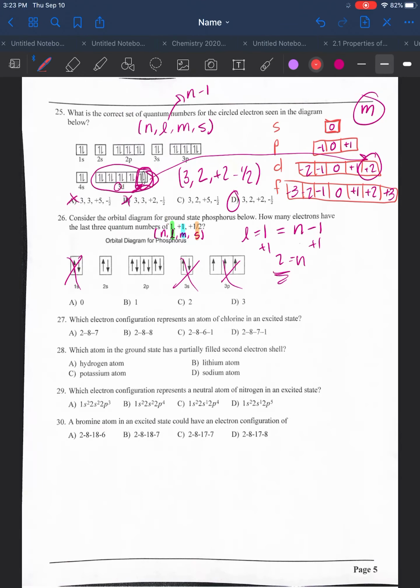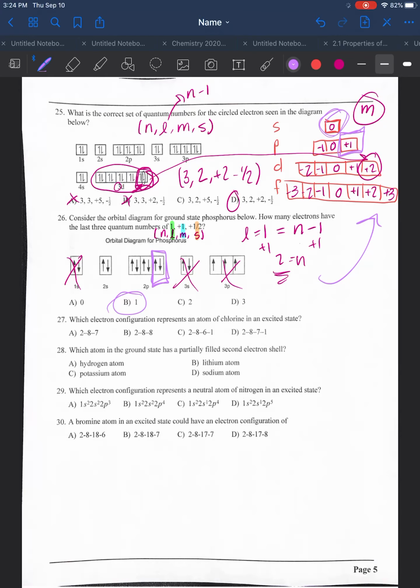Now, we also know that it is a plus 1 m. If we look back up to this guy here, s orbitals only have 0. And so we're looking for m equal to positive 1. Well, the only place that can be is in this p orbital there. So we're looking in this orbital box. And then if the spin is positive 1/2, that means it's an up spin. So really, there is only one electron with the last three quantum numbers of 1, plus 1, and plus 1/2.